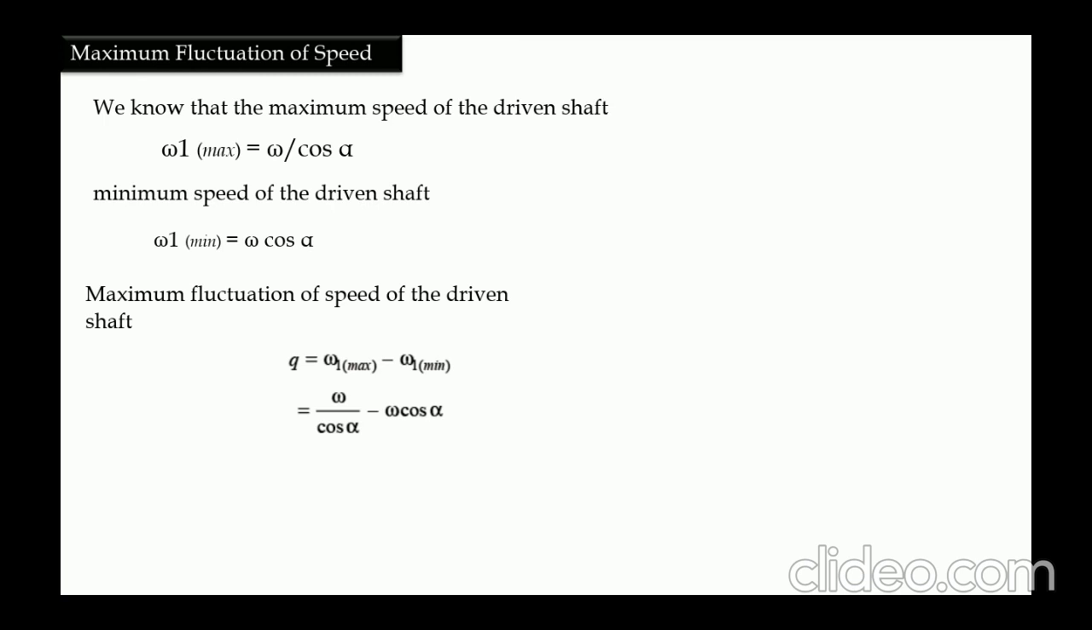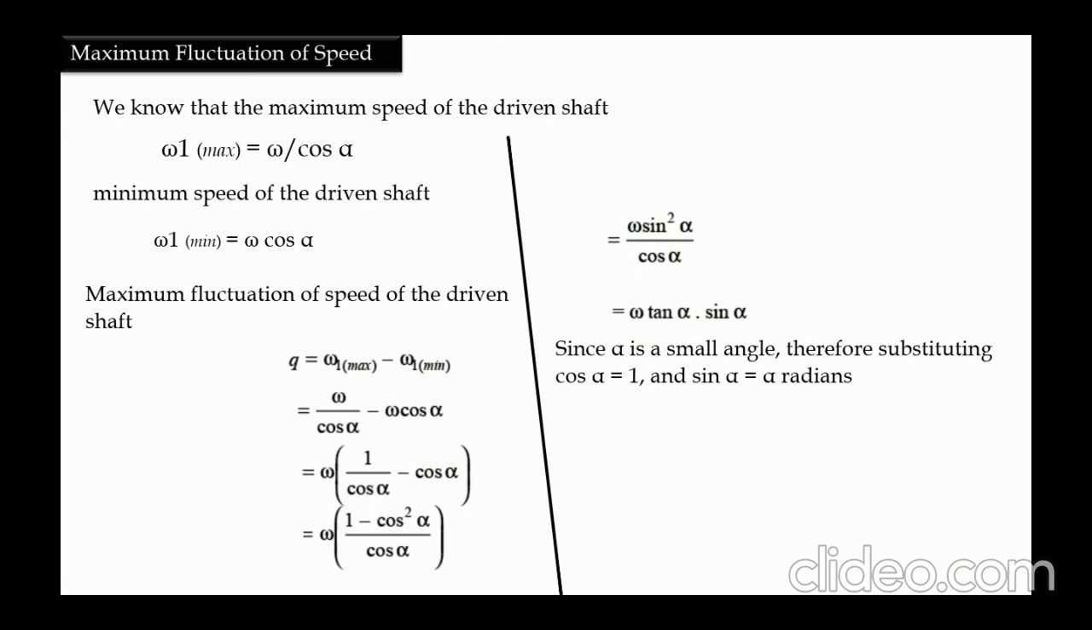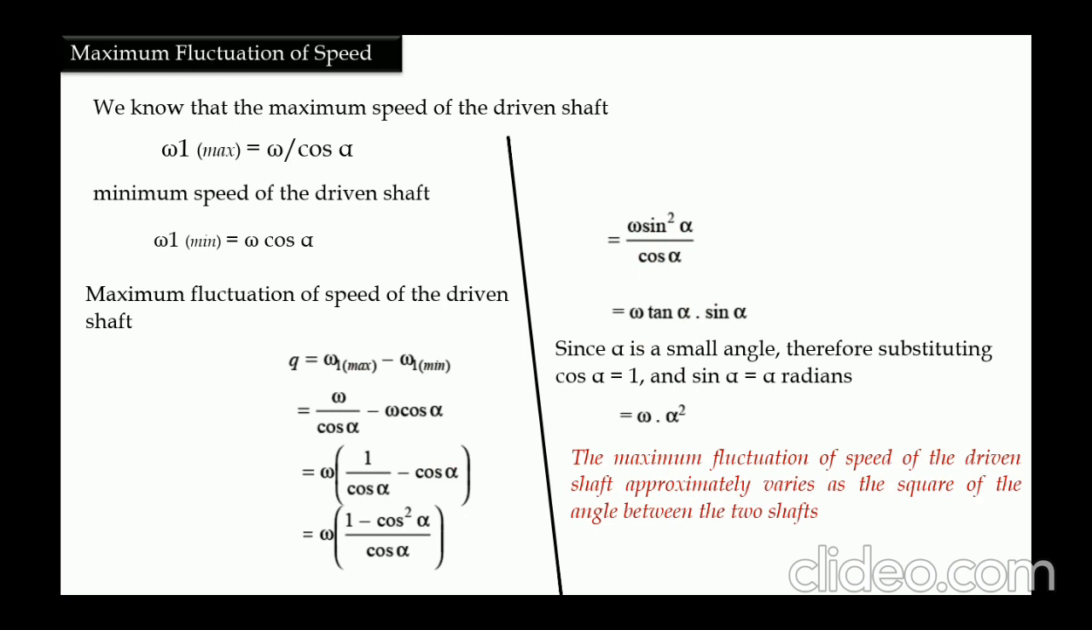If we substitute the values of omega 1 max and omega 1 min, we'll get the equation as omega into 1 minus cos square alpha upon cos alpha, which further can be written as sin square alpha into omega upon cos alpha. So sin alpha upon cos alpha will be equal to tan alpha, and one sin alpha will remain as it is, and we'll get Q is equal to omega into tan alpha into sin alpha. Since alpha is a small angle, therefore we can substitute cos alpha equal to 1 and sin alpha equal to alpha in radians. So we'll get the fluctuation of speed equal to omega into alpha square. So the maximum fluctuation of speed of driven shaft approximately varies as the square of the angle between the two shafts, that is alpha. Thank you.